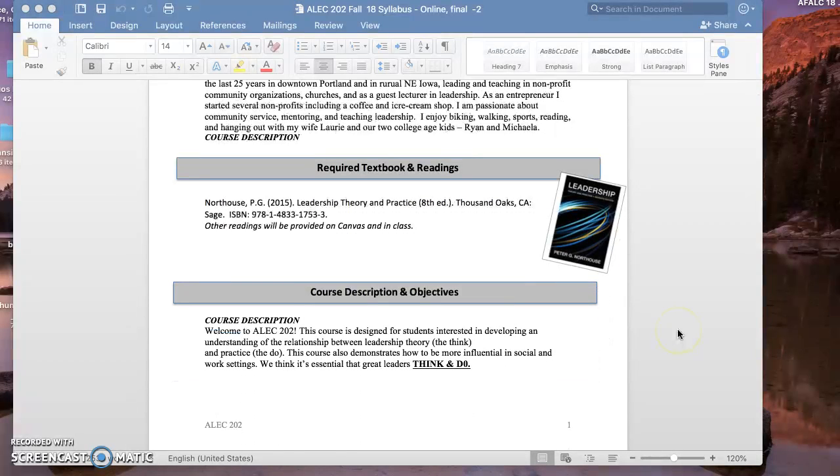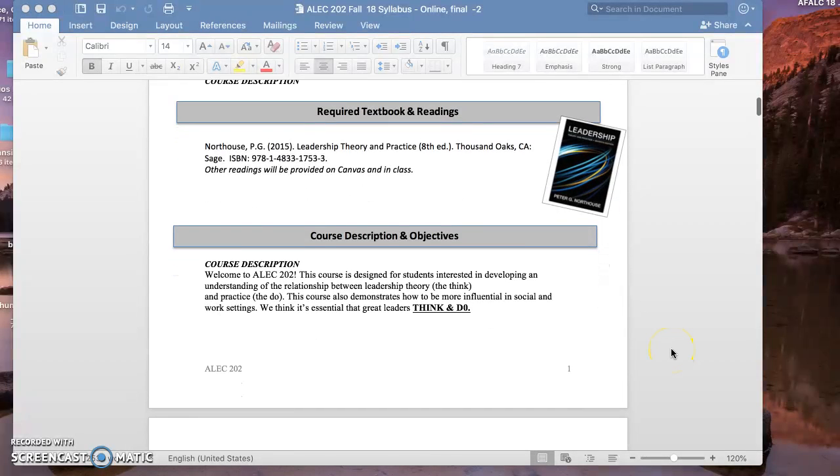As it says there, this is a course that is designed to help you understand the relationship between leadership theory and the way we think about leadership, the way it's been researched in terms of how it works and how it functions, but then also the practice, how you apply those theories to organizations that you work with. So we deal both with how to think about leadership and also how to do leadership.